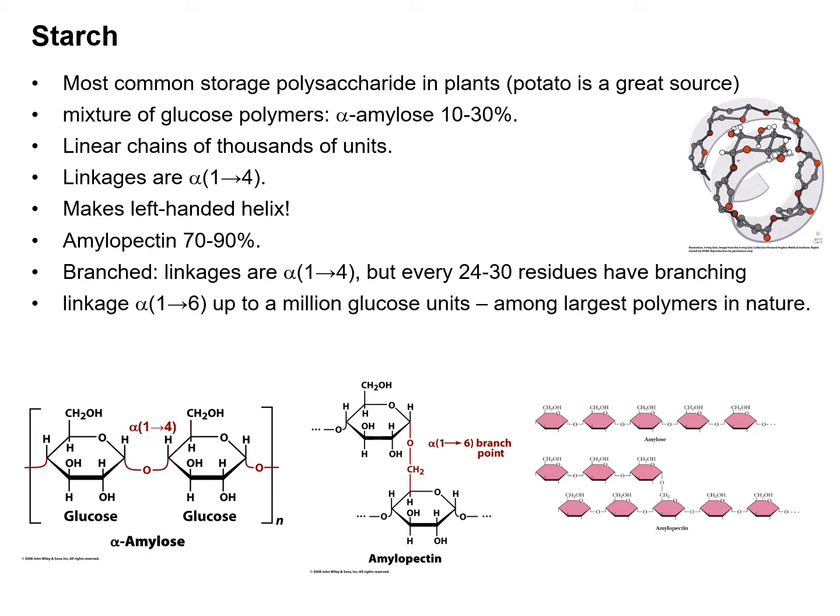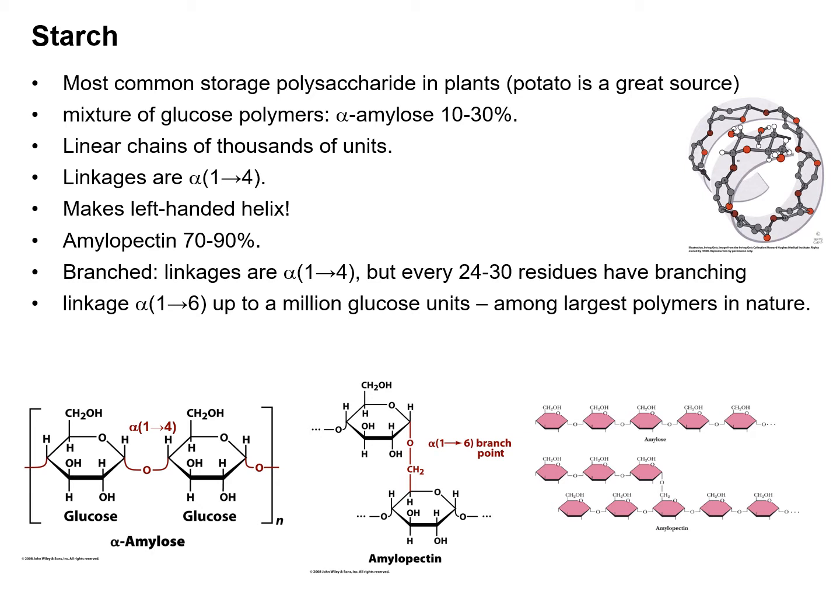By this time, you should be able to tell if the linkage was alpha or beta, and also 1 to 4 or 1 to 6 and so on. If you are not sure, please go back to the previous lecture and study a little bit more about that. And the starch makes a left-handed helix, as you can see here, as a polymer.